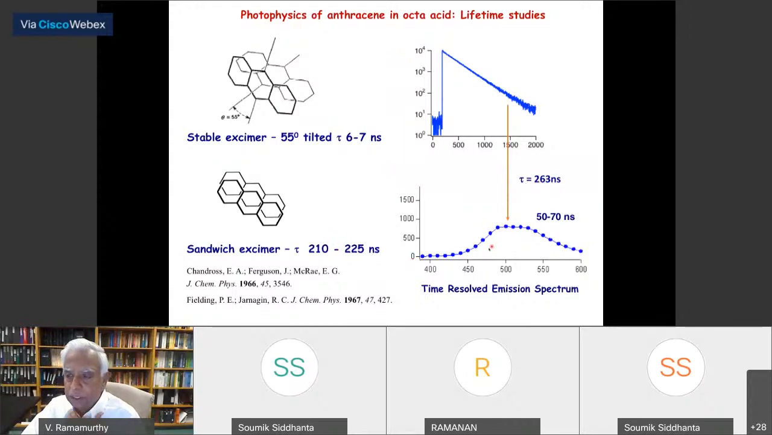And then if you record the time-resolved emission somewhere along this time range, 50 to 70, you can clearly see that it is the excimer emission. Okay. Now, so we have recorded excimer inside the octacid. So what's all this? How did we get this? Because it seems very unusual, and we just lucked out. Now we wanted to go back and look at the structure in more detail.